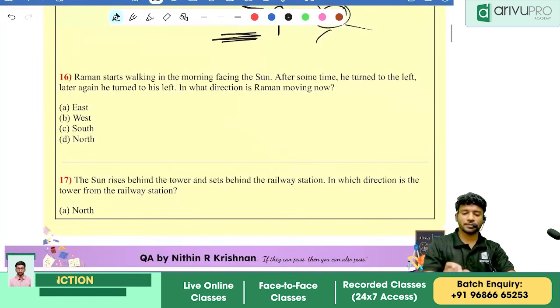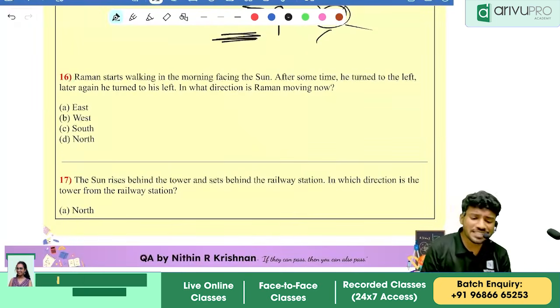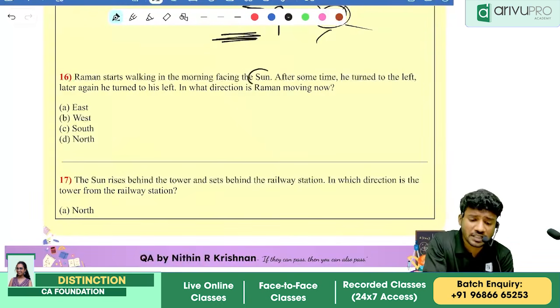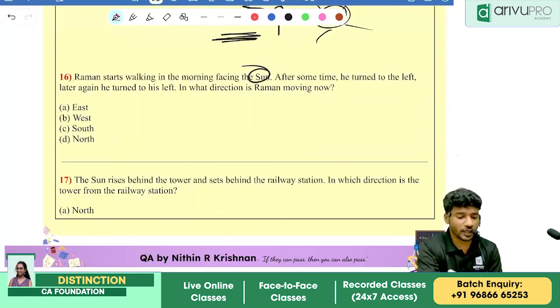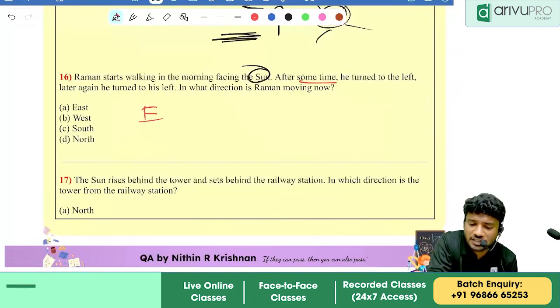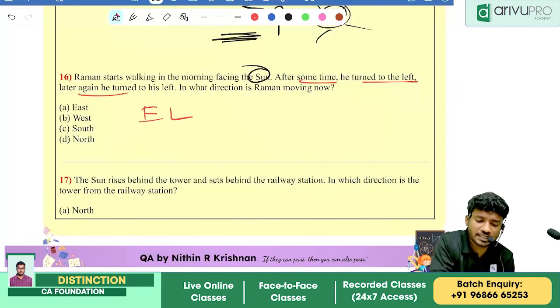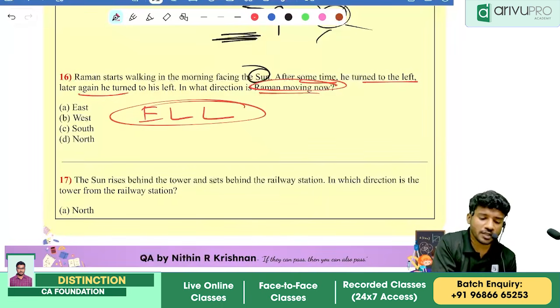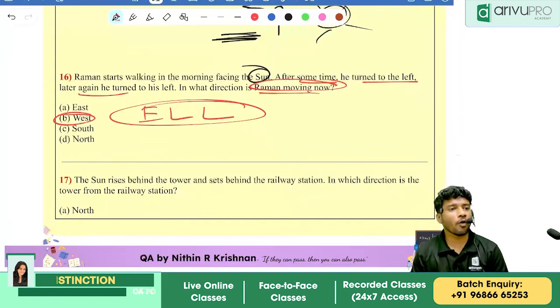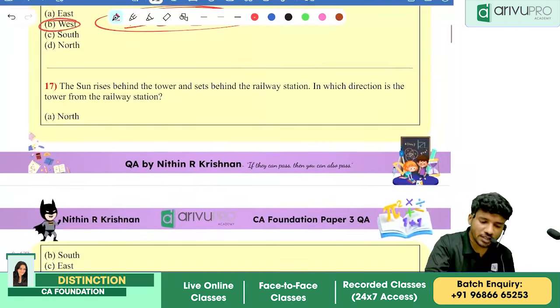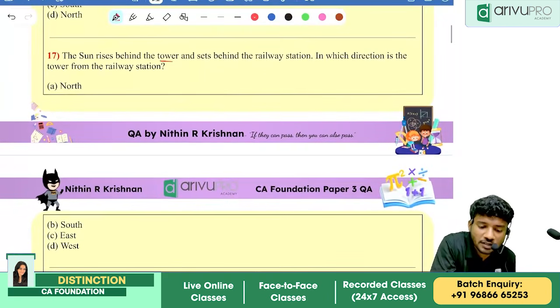First question, people. Raman started walking in the morning facing the sun. Facing the sun means which direction he is moving? East. After some time he turned left. Later again turned left. Which direction is Raman moving now? East to right or east to left will become opposite. The answer is west.